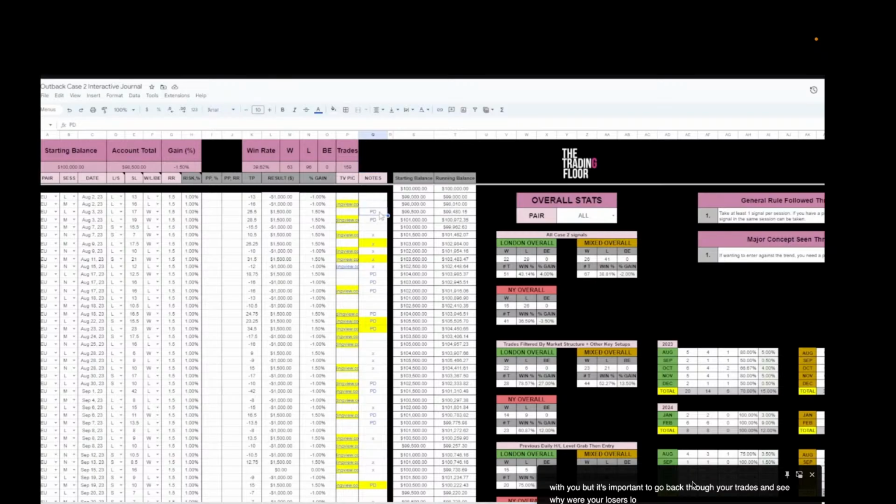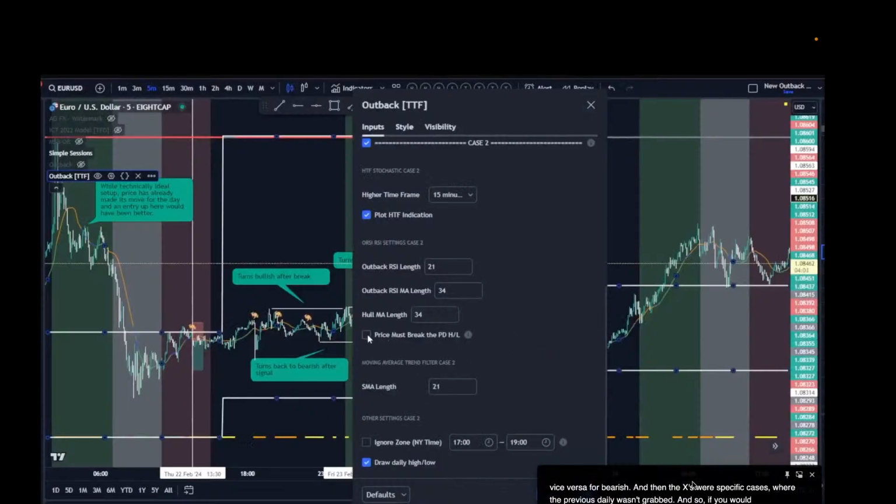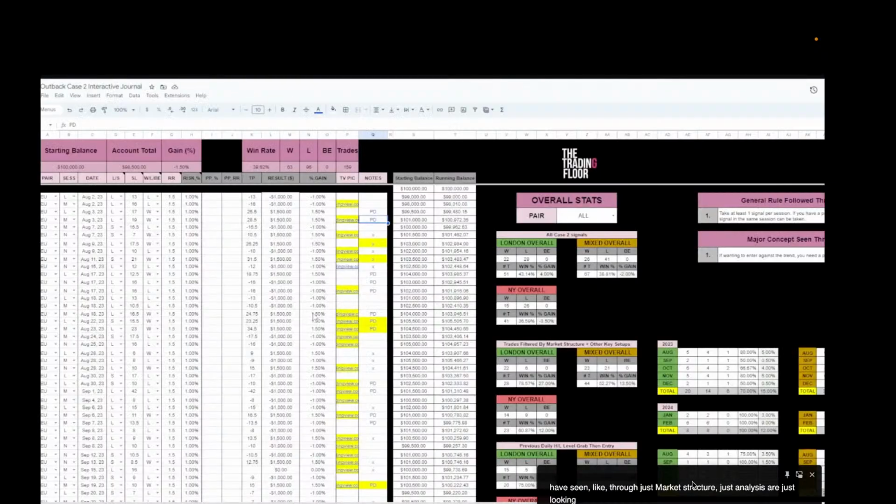The PD is short for previous day, and that just means that not only was the second previous low taken, but the previous low was also taken when it was bullish, or vice versa for bearish. And then the X's were specific cases where the previous daily wasn't grabbed. So if you had this setting on, you wouldn't get a potential quality trade that you could have seen through just market structure, just analysis, or just looking left.